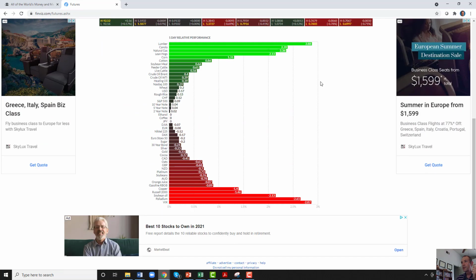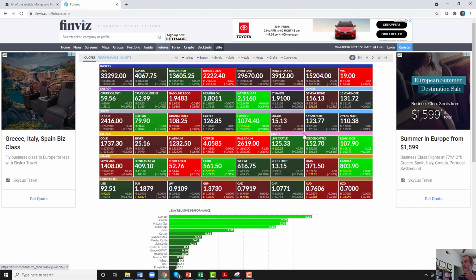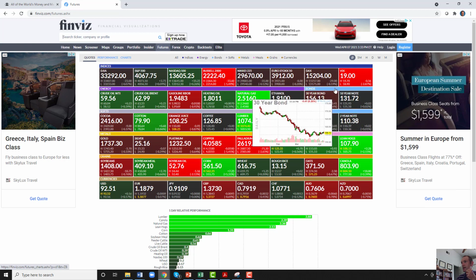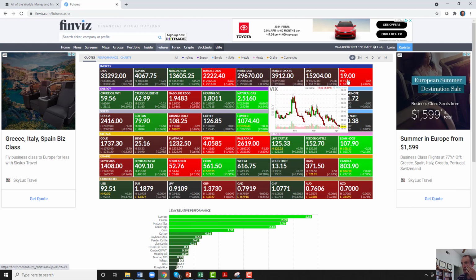You can see what's going on today. For some reason, lumber prices are up a bunch today. I don't know why that is. And the VIX is down a bunch today. That just means the market didn't move much today, so the volatility index came down. It's still hovering around 18, 19, which is back to its normal level. It jumped up a lot last year.